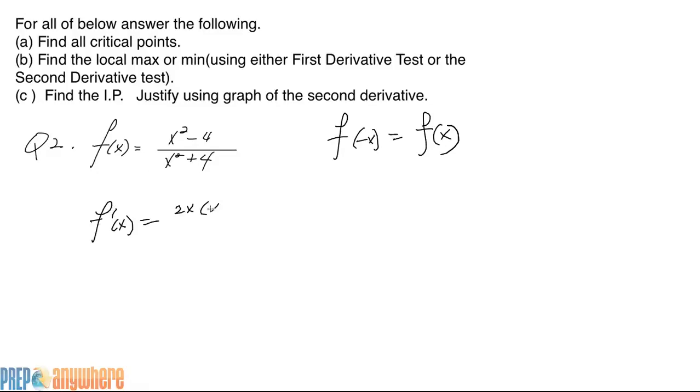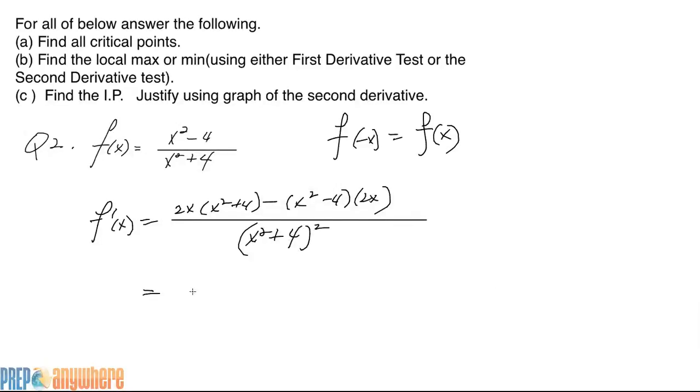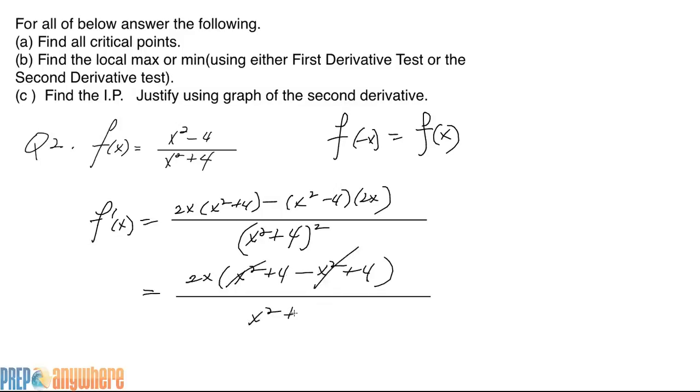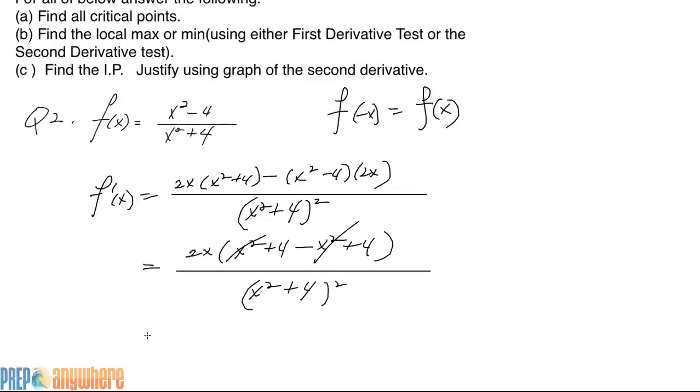It's going to be 2x(x squared plus 4) minus (x squared minus 4)(2x), like that, right? I'm going to factor out 2x right away. It's faster than expanding. That's gone, and this turns out to be pretty clean. We have 8 inside, so we're going to have a 16x. Okay, so what are the critical numbers here? The only critical number here is x equals 0.